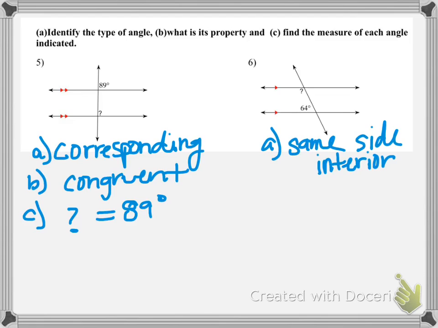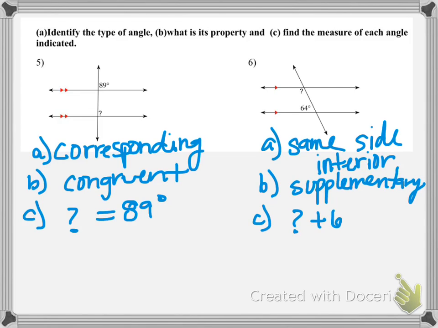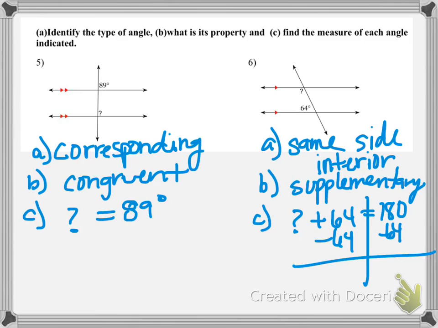And so we know that same side interior angles are going to be supplementary. And so remember, supplementary means that they add up to 180 degrees. And so here our setup is going to be that our question mark plus the 64 is going to equal 180 degrees. If we want to solve for the question mark, we're going to have to do the inverse operation to the 64. So subtract 64 from both sides. And so here 180 minus the 64 is going to equal 116 degrees.